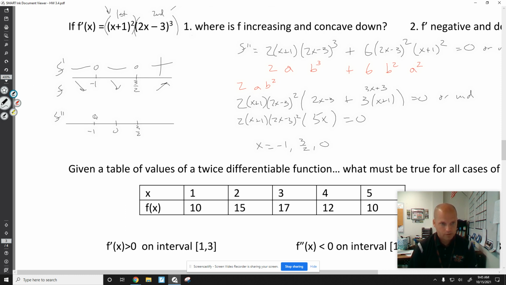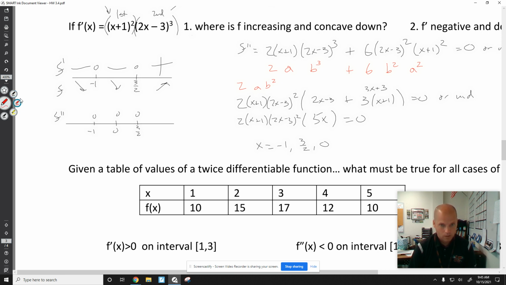These are all zeros. The sign will not change at 3/2. The signs will change at 5x, at 0, and at -1. The multiplicity of the 2x minus 3 is 2.